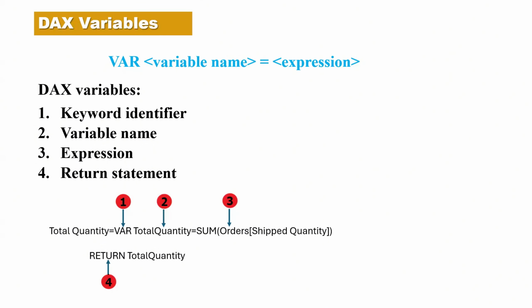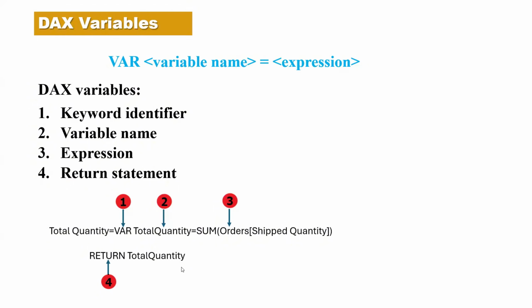It's important to understand that the value of a variable is not calculated just once when it's defined in the model. Instead, it's part of a dynamic calculation that is reevaluated every time the filter context of the expression changes. Finally, we must use a return statement in the measure.